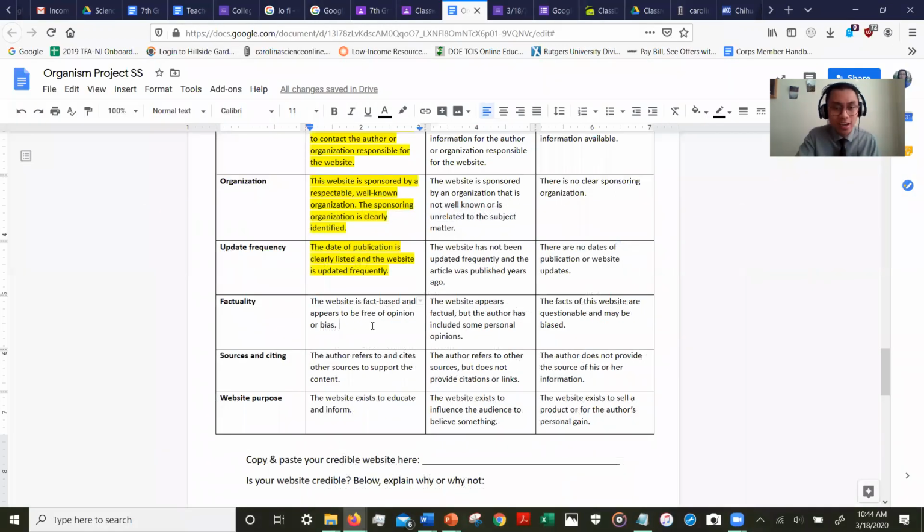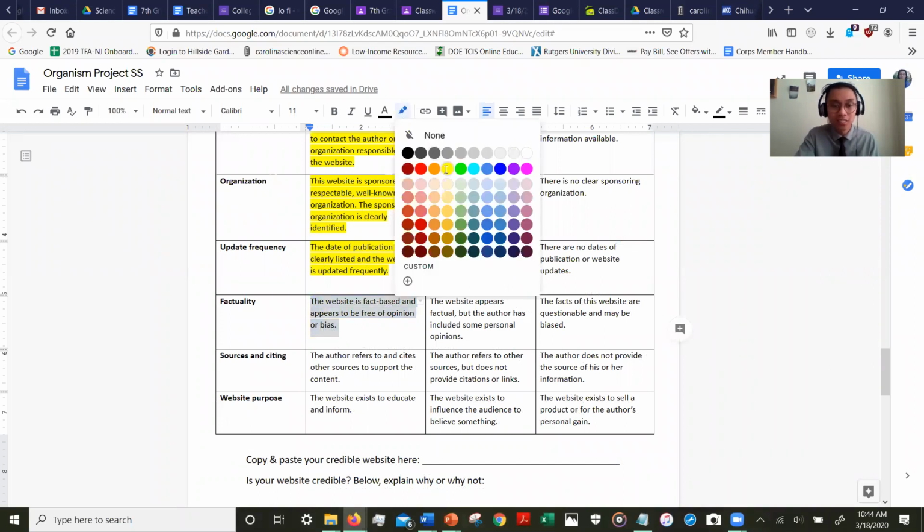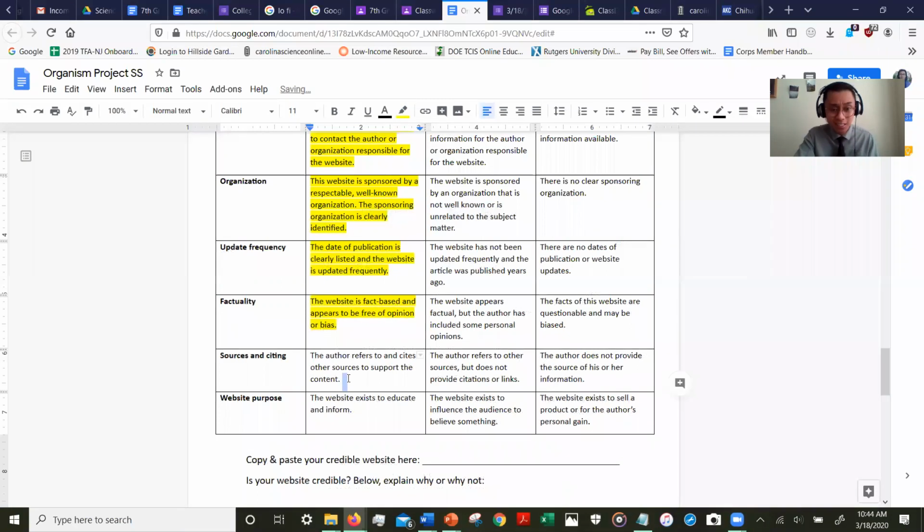So is the information accurate? Of course it is. It's scientific. The author, the CDC, cites other sources. We did see that. And lastly, the website exists to educate. Yes.